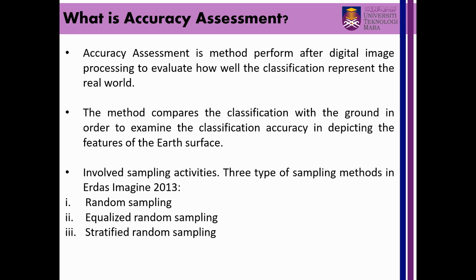There are three types of sampling methods in ERDAS Imagine 2013. The first one is random sampling. The testing sample or points will be randomly distributed in your image. The second one is equalized random sampling. The testing sample will be randomly distributed with an equal number of points for each class. The third one is stratified random sampling. The testing sample or points will be randomly distributed, but the user can control the minimum number of points to be created for each class.